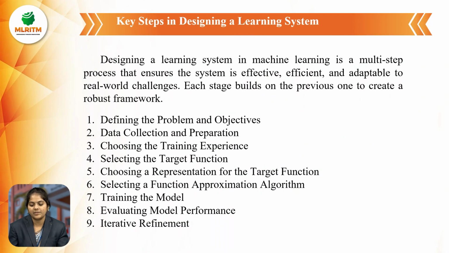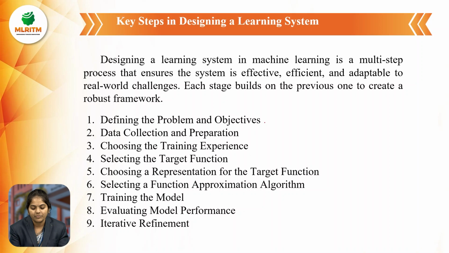And next, key steps in designing a learning system. A learning system involves 9 different steps, and we'll discuss them one by one. Designing a learning system in machine learning is a multi-step process that ensures the system is effective, efficient, and adaptable to real world challenges. Each stage builds on the one before to create a robust framework. In these 9 steps, each and every step plays a key role in the learning process.